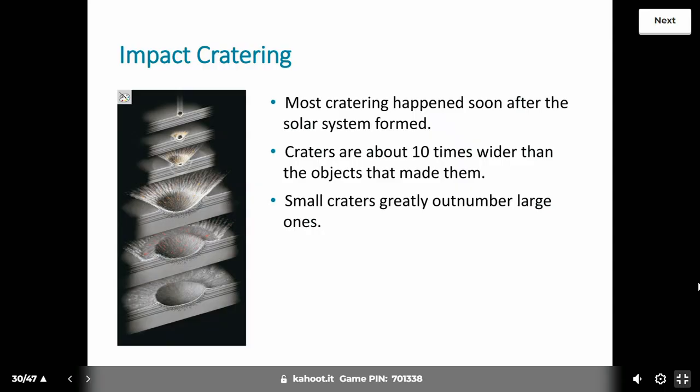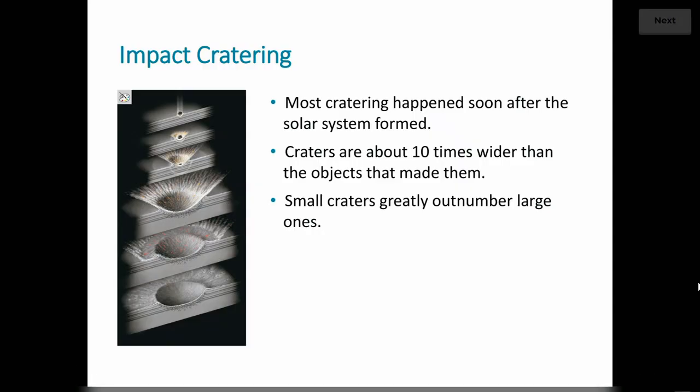For impact cratering, most of this activity happened very early on in the solar system. So when there were a lot of objects that were not yet merged into a planet or safely away in the asteroid belt or Kuiper belt, there was a lot of material around all crashing into each other. Now there's a lot less impact events happening in the solar system.